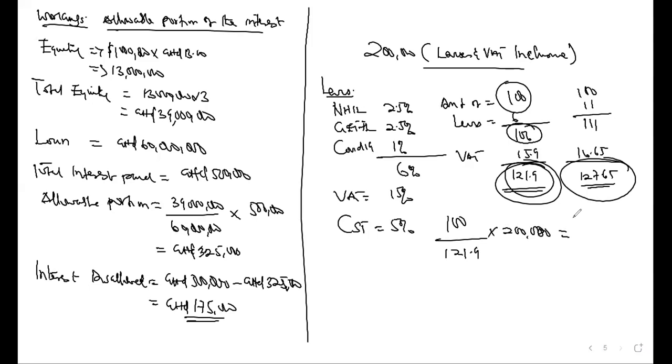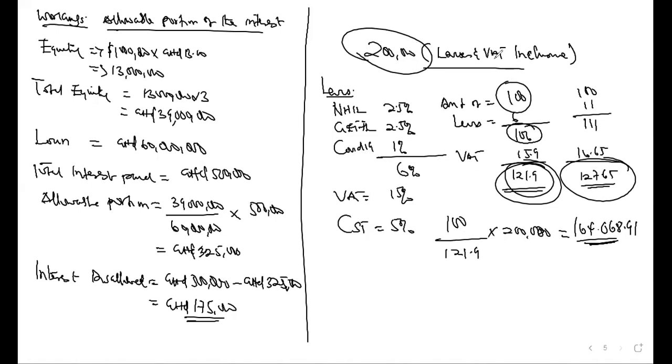So this will give you 164,068.91. If you get this value, now just go and compute your GETFund on it, your COVID on it, 1%, add it back again, and apply the VAT of 15% on it. You'll get the 200,000.